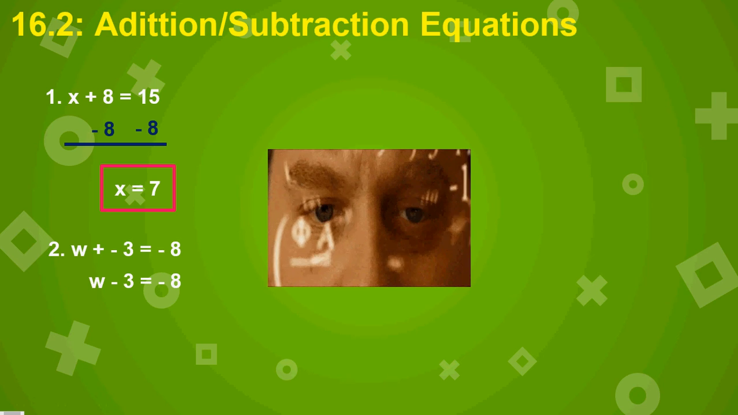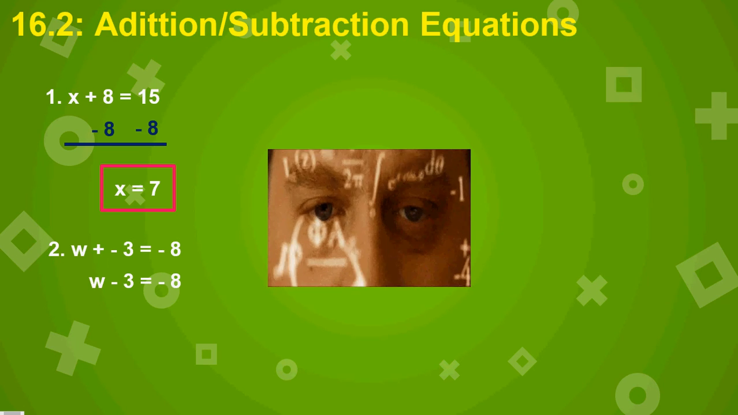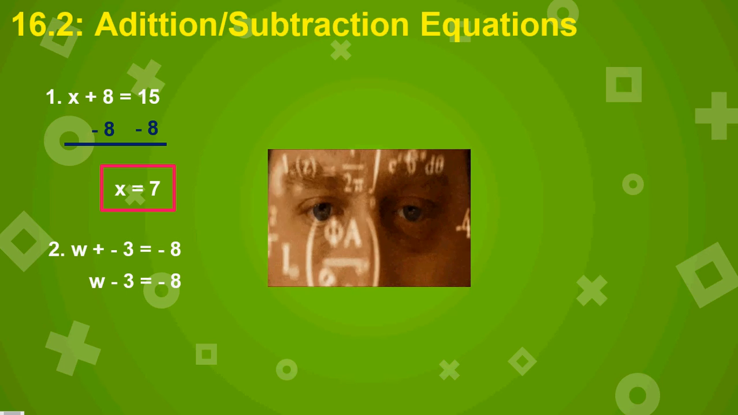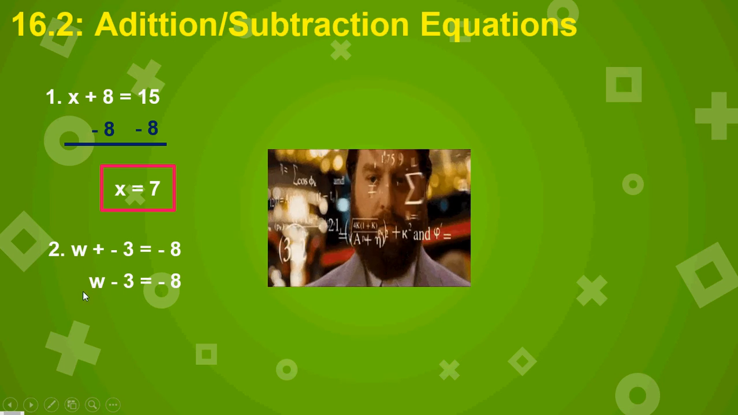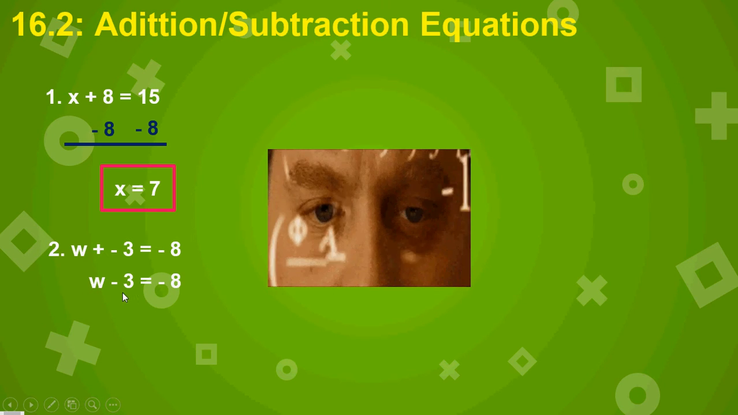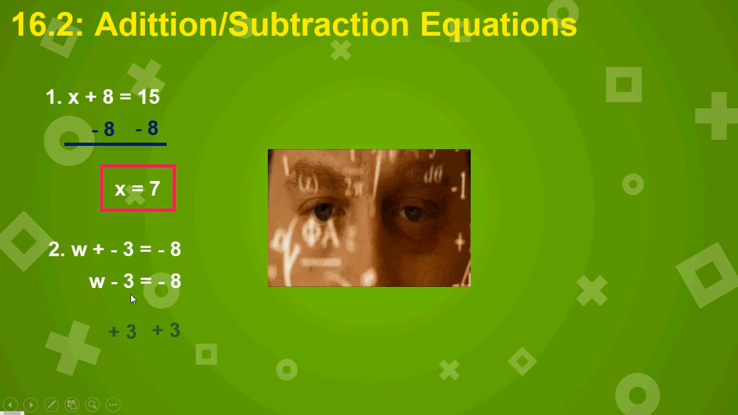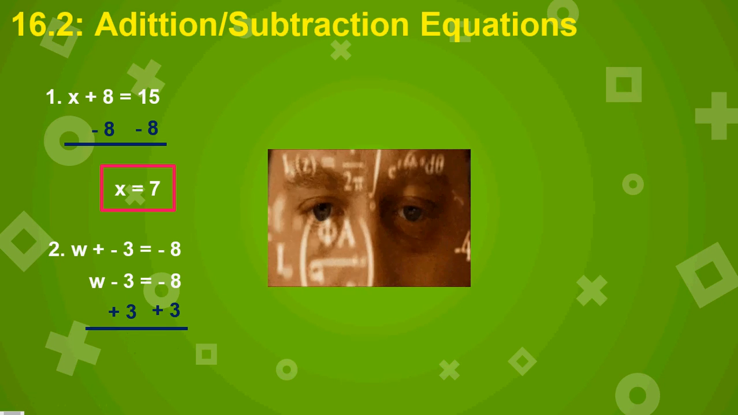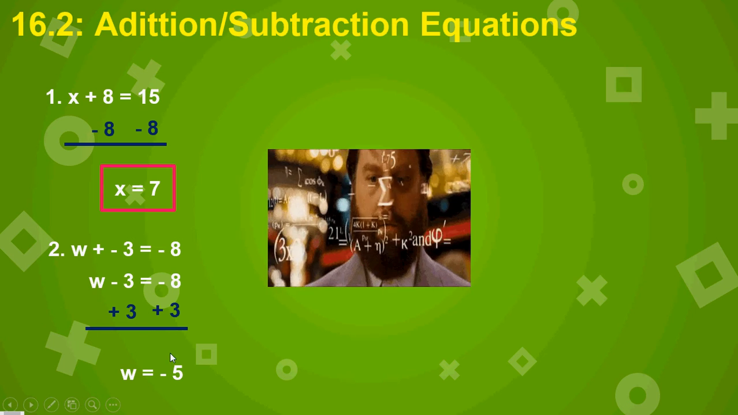Right? Okay. Now, I need to get alone the W. Lo que me está estorbando is this negative 3. It's subtracting. So I'm going to add plus 3 in both sides. Este W lo bajo y me quedaría.